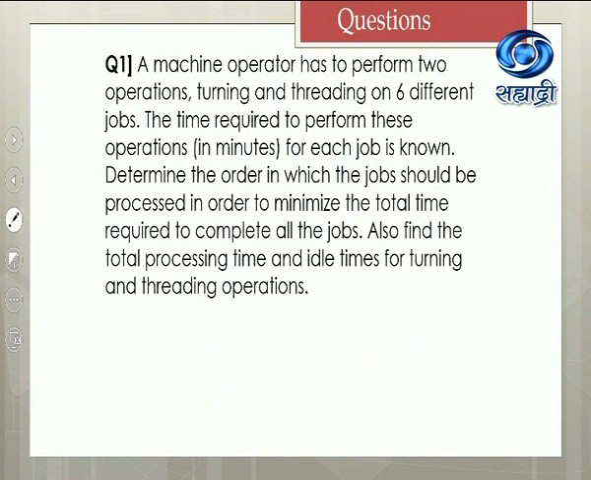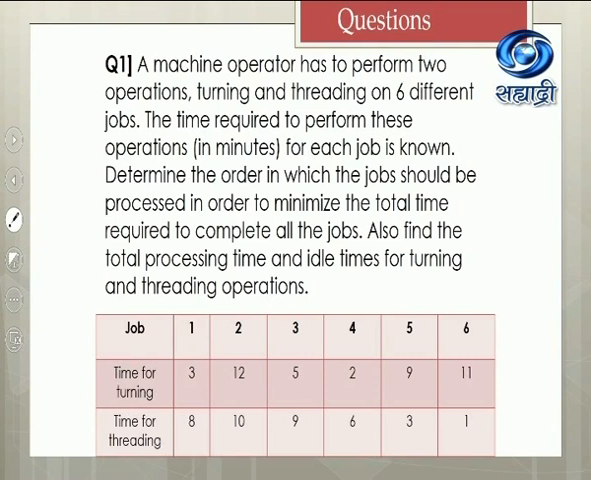A machine operator has to perform two operations, turning and threading, on 6 different jobs. The time required to perform these operations in minutes for each job is known. Determine the order in which the jobs should be processed in order to minimize the total time required to complete all the jobs. Also find the total processing time and idle times for turning and threading operations. These are the jobs given to you. As you can see, there are 6 jobs and the times for turning and threading are given.